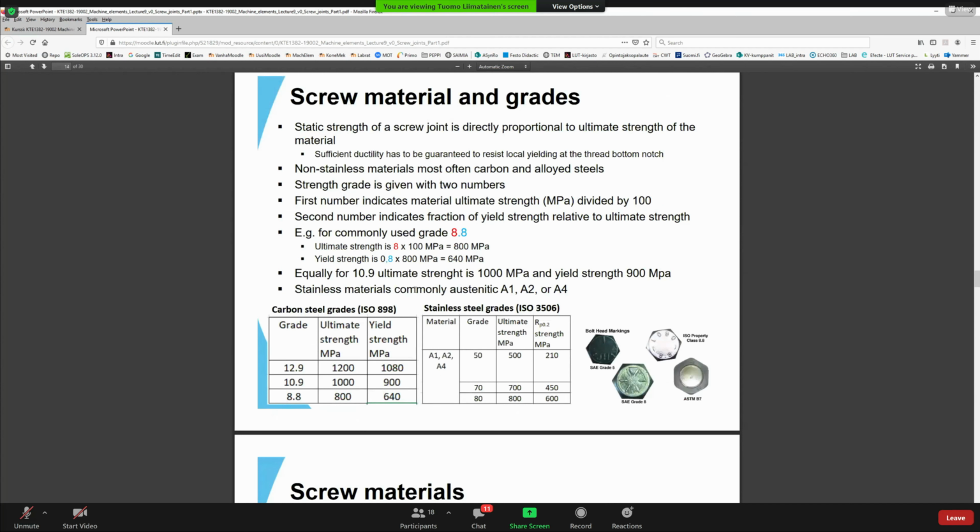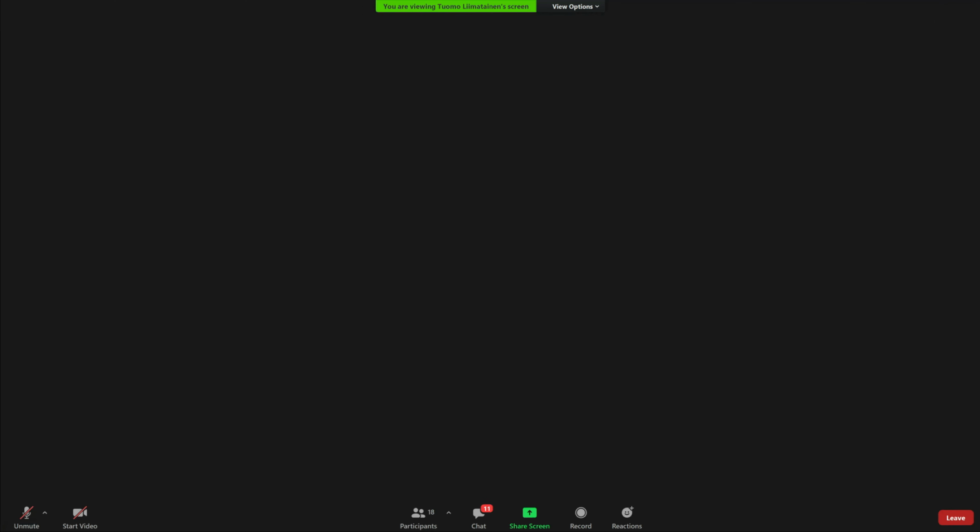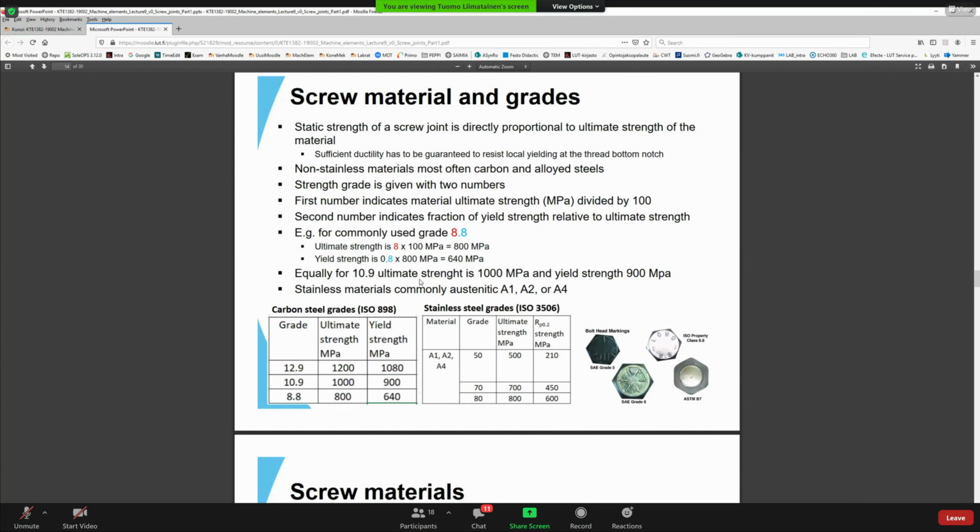Then something about the screw materials and grades. And of course, the strength of a screw is proportional to the ultimate strength. That is quite obvious. But screw materials tend to be quite hard usually, which also means that they're fairly brittle. Depending on the application, you also have to make sure that there's enough ductility. So it's not always a good idea to use the highest strength bolts, because they will also have the least ductility if something happens.